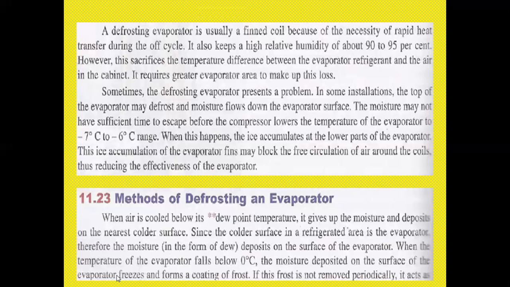When this happens, the ice accumulates at the lower part of the evaporator, and this ice accumulation on the evaporator fins may block the free circulation of air around the coils, thereby reducing the effectiveness of the evaporator. That is about the defrost evaporators.